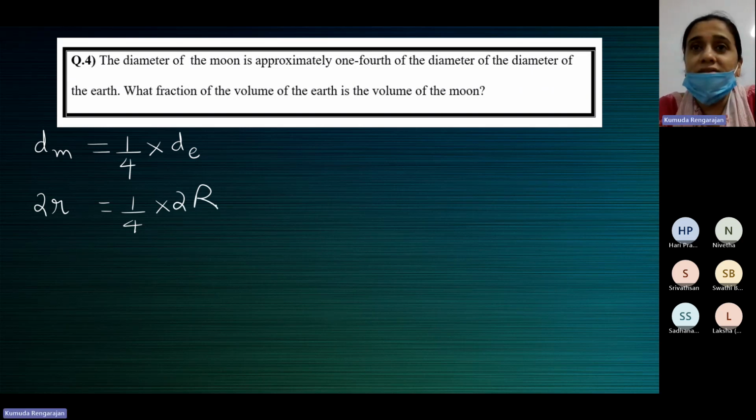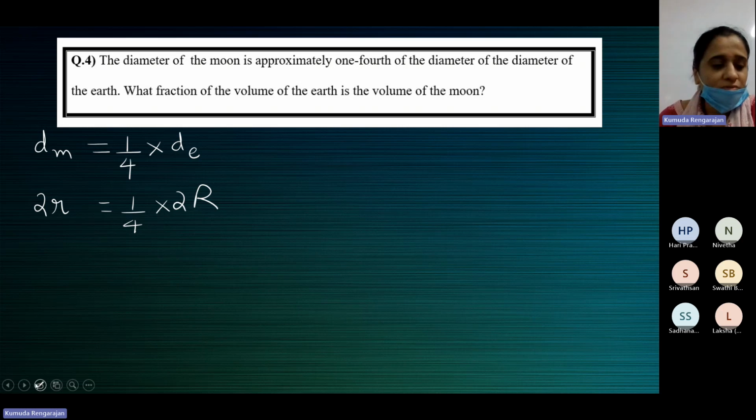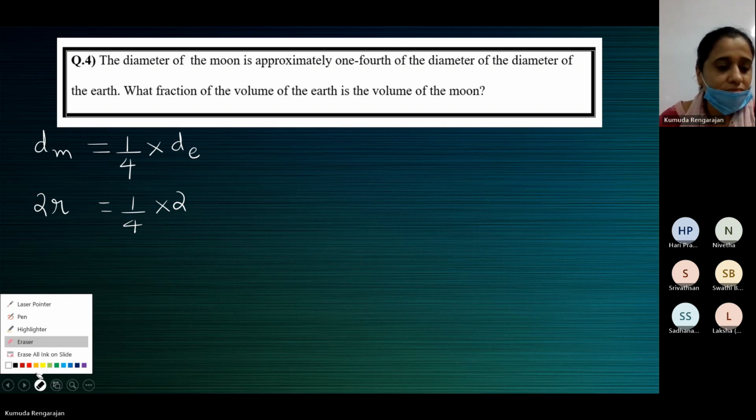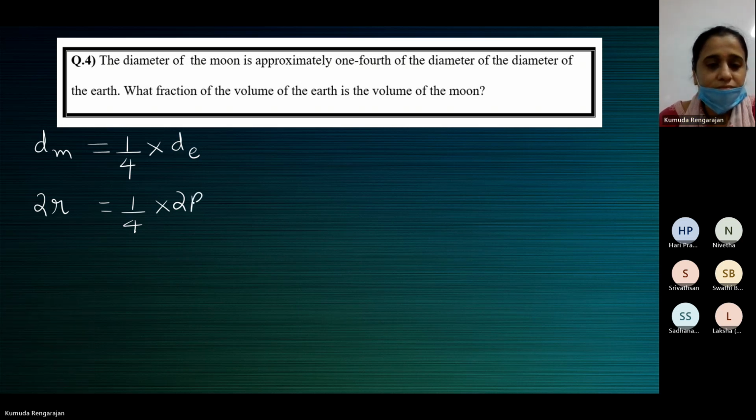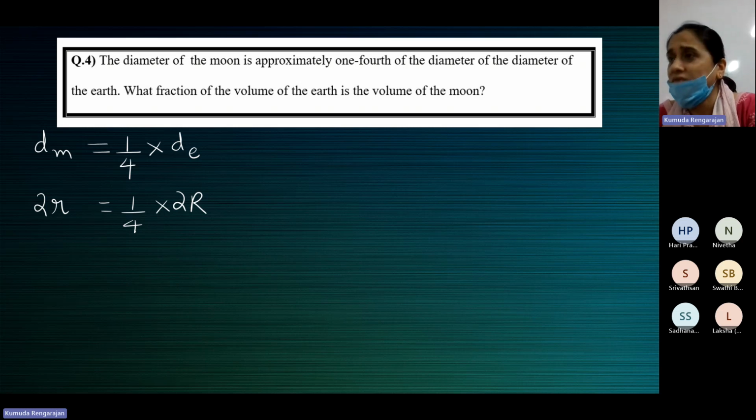What is the diameter of the Earth? Diameter of the Earth is also twice radius. So how do you differentiate? 2 capital R, or you can use R1, R2. I'm using small r for moon and capital R for Earth. All right, now let's work this and find the relationship between the radius of the Earth and the radius of the moon, because radius is what we want. Both are spheres. We want the radius.